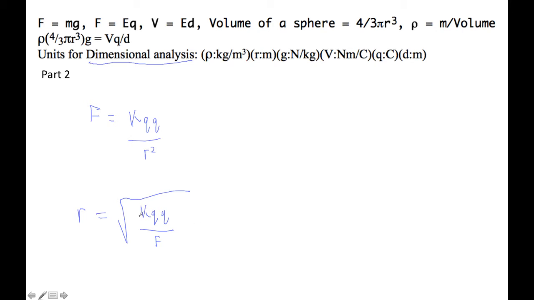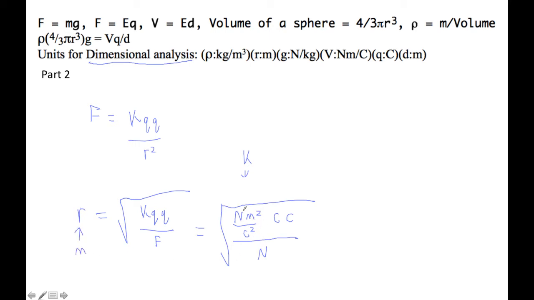So what we do is we plug in our units, right? Now, if you recall, the k has the units of Newton meters squared per Coulomb squared. That's what k is, right? And then this is coulombs and coulombs, right? So we've got coulombs and coulombs. And then the denominator is newtons, and it's the square root of that. Now, if I made a mistake, it's possible that these units won't come out to be meters, right? This is a radius in meters.